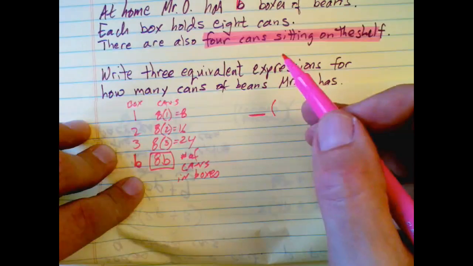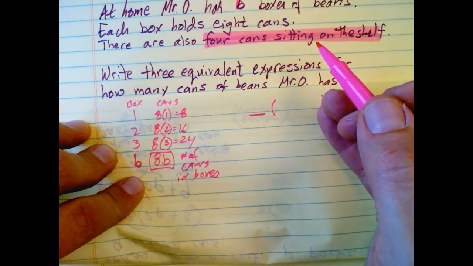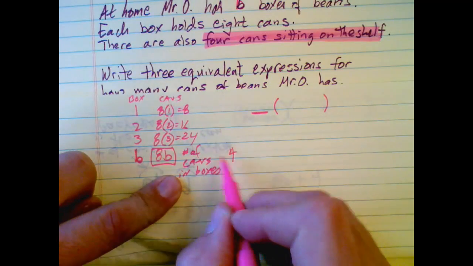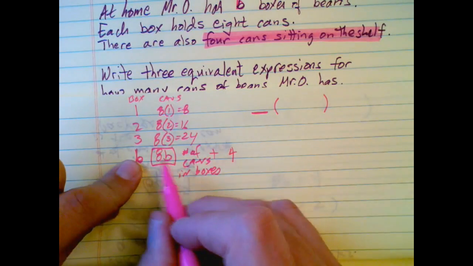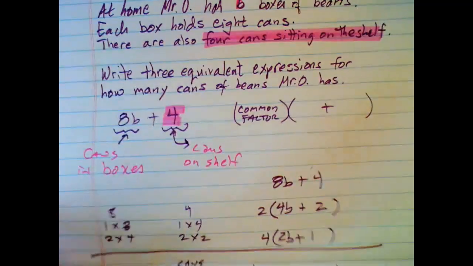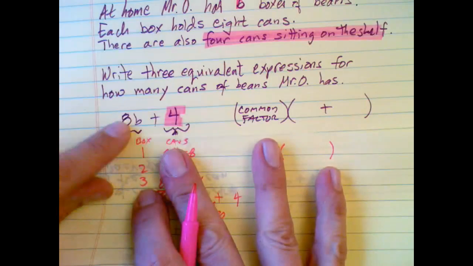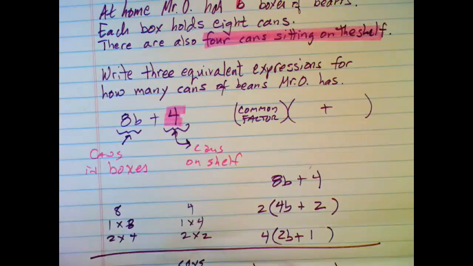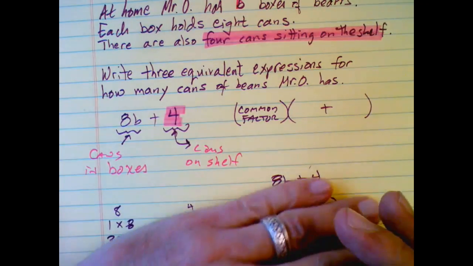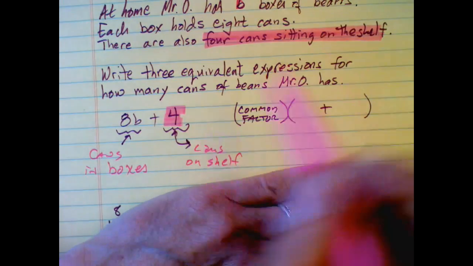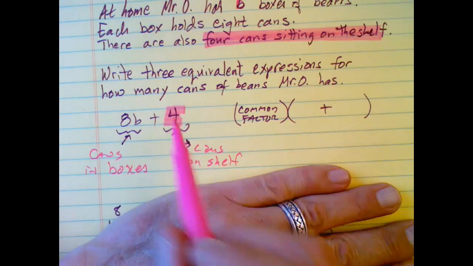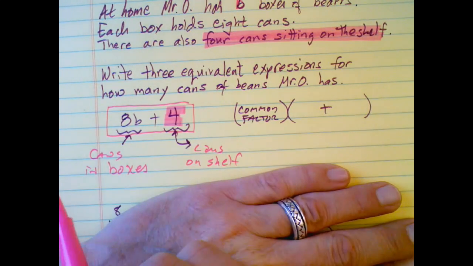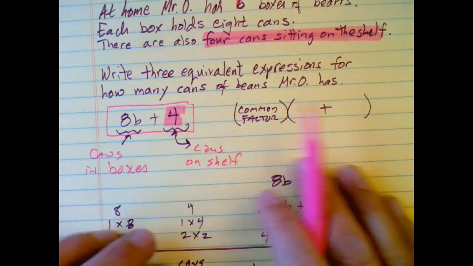The part that's just the 4 sitting on the shelf, well, that's just 4 cans, right? And so we can combine the 4 cans, right, because this represents cans. We combine these two, and we can rewrite it as 8B plus 4, where the 8B, again, represents the cans I have in boxes, and the 4 is the cans on the shelf. So this right here is one of our expressions. The question is, can we rewrite this a different way? And yeah, sure, you betcha.